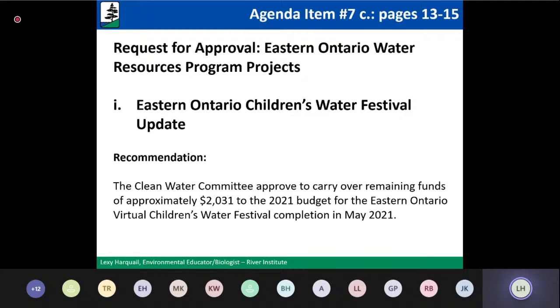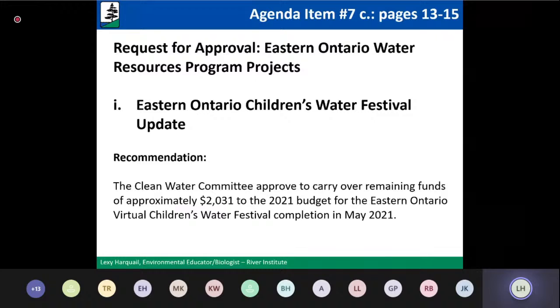The plan that I'm hoping to do for this coming year is to build the Water Festival its own website, because currently it's just a page on the River Institute website, and I think to do the virtual format, it'll be best to make the Water Festival its own website. So we're going to start by doing that.